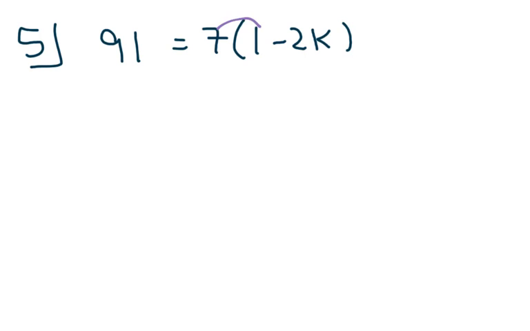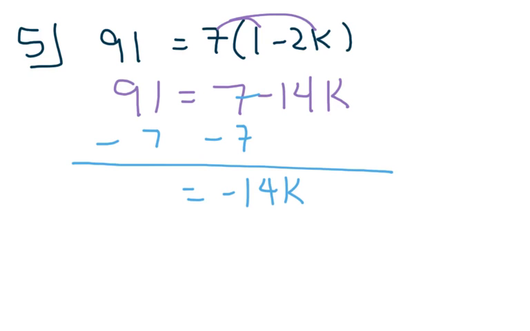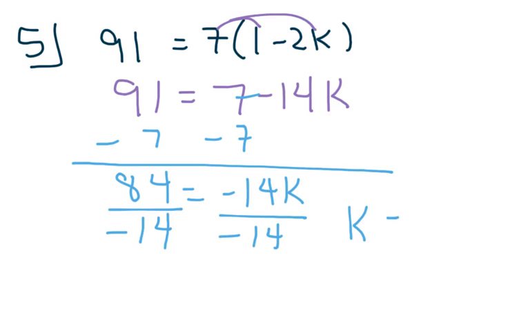Number 5, same thing, distribute, 7 minus 14k equals 91. What do I do? Yes, subtract 7 from both sides, and you're going to get negative 14k equals 84. And divide both sides by negative 14. I can't do this one in my head. So k equals negative 6. Your solution set is negative 6.